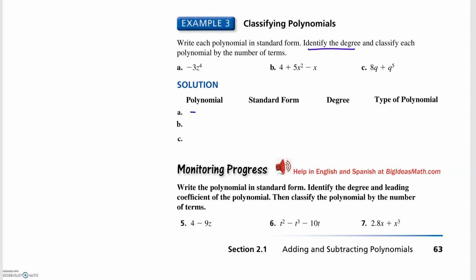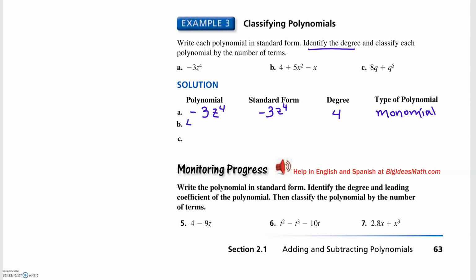So part A, the polynomial is negative 3z to the fourth. I'll put a little extra line there so it doesn't start to look like a 2. And the standard form is the same. There's only one term, so there's nothing to change order for. The degree is 4, and since there's only one term, it is a monomial.